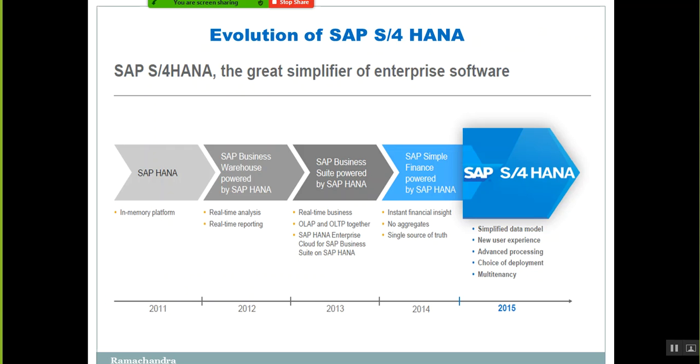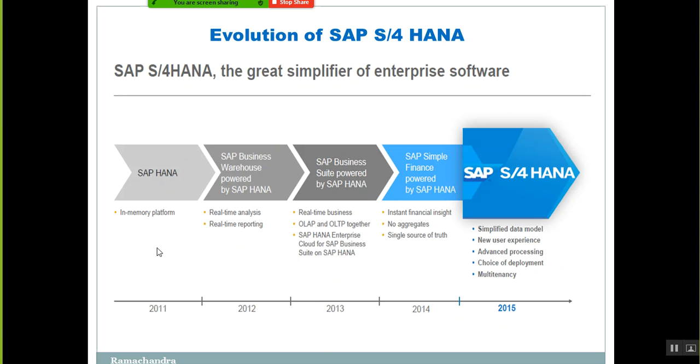So the SAP S4 HANA Enterprise Management doesn't come suddenly. It took so much time and crossed so many milestones. Then it became possible for SAP to introduce the SAP S4 HANA system. These are the major milestones we saw from 2011 onwards to 2015. It took that long for SAP to introduce the first version of SAP S4 HANA.